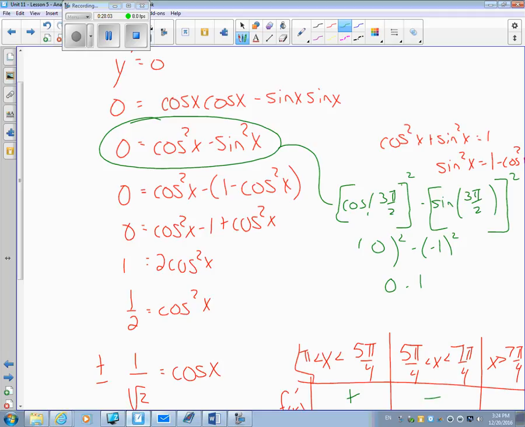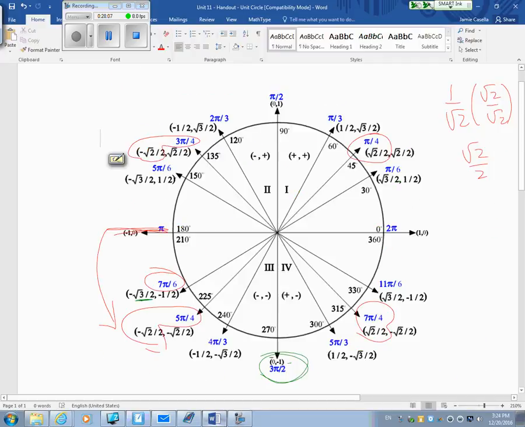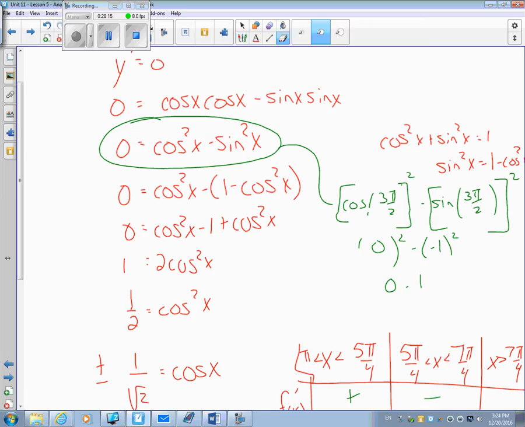Just guessing, I'm predicting the last one's probably going to be positive, but let's test it out. Something bigger than 7 pi over 4. So like 11 pi over 6. We'll get root 3 over 2 and negative 1/2. And if we square those things, what happens? We get 3/4 again, minus 1/4 again, which is 1/2.